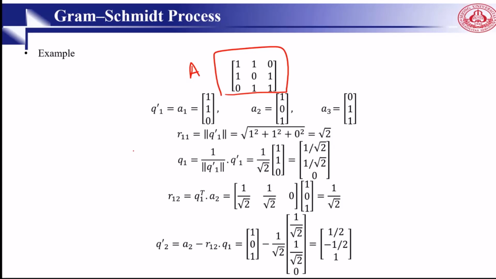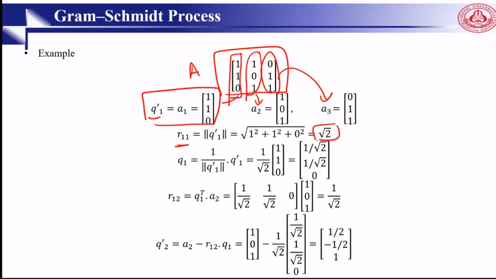We start from the matrix A. We will have Q prime as a temporary or helping variable. First of all, Q prime 1 is equal to A1. This is A1, this is A2, this is A3. So Q prime 1 is equal to A1. This is the first step. In the second step, we go for R11. R11 is the length of A1, which is the square root of 2. Then we form Q1, the first column in the Q matrix, as 1 divided by the norm of Q prime 1 multiplied by Q prime 1, which is this one divided by the square root of 2 multiplied by this one, which gives us this.